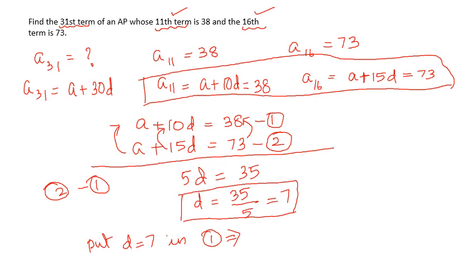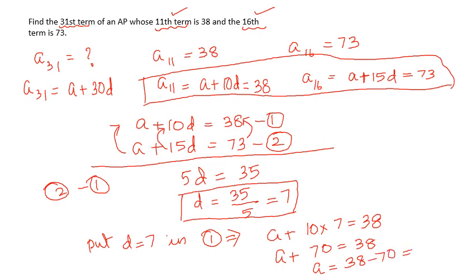What will you get? A plus 10 into 7 is equal to 38. Then what is A plus 70 is equal to 38. Then what is A? That is equal to 32. What is the sign? Minus sign. Minus 32. The answer will be minus 32. A is equal to minus 32.